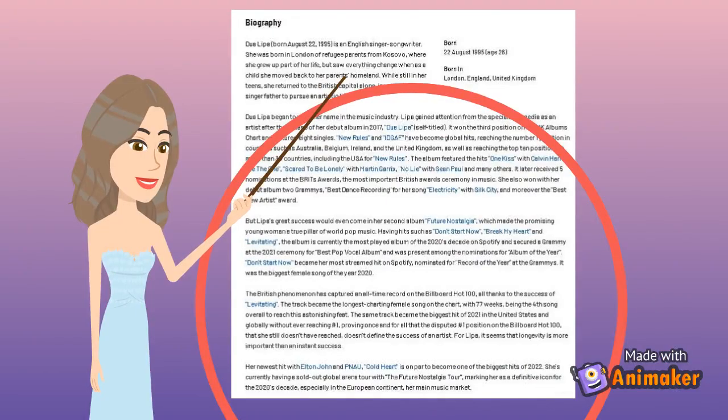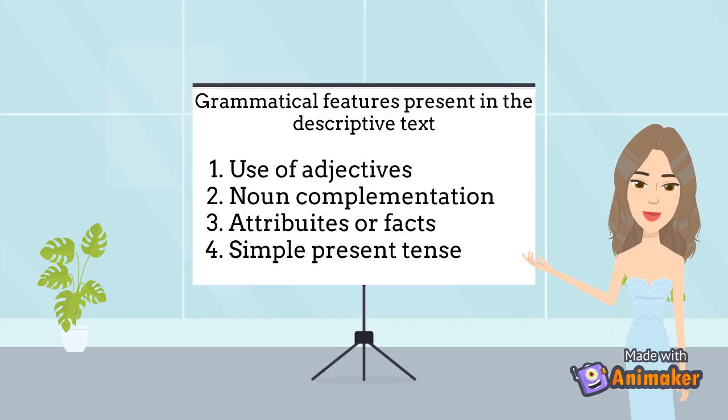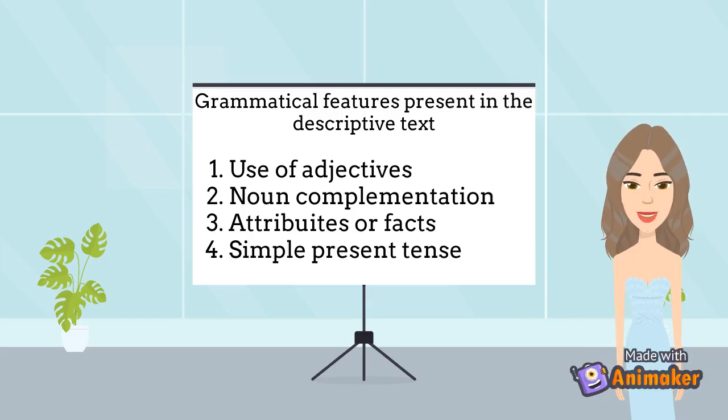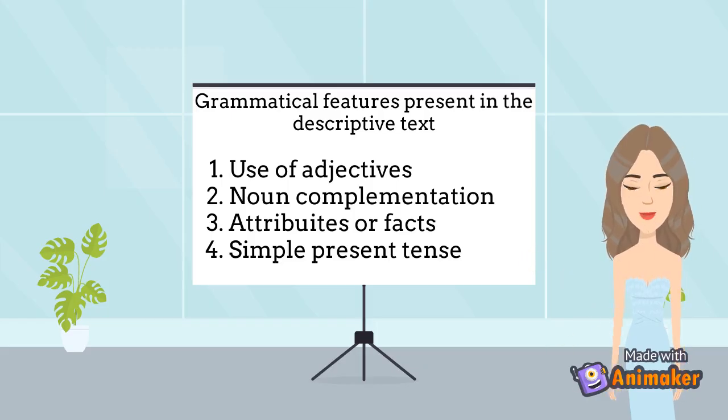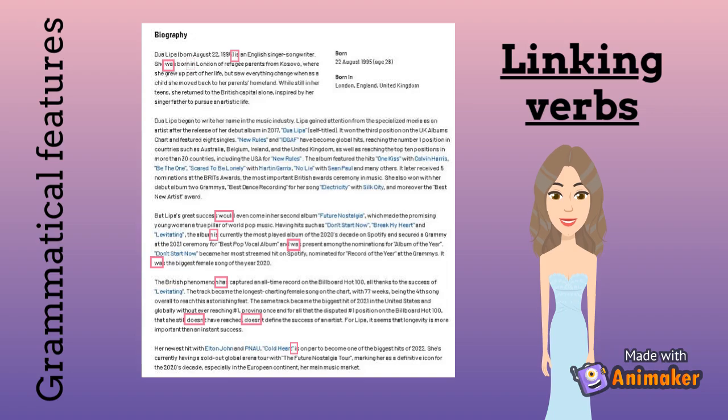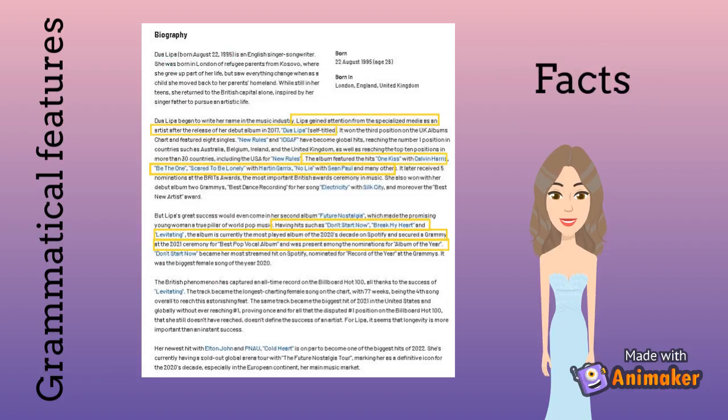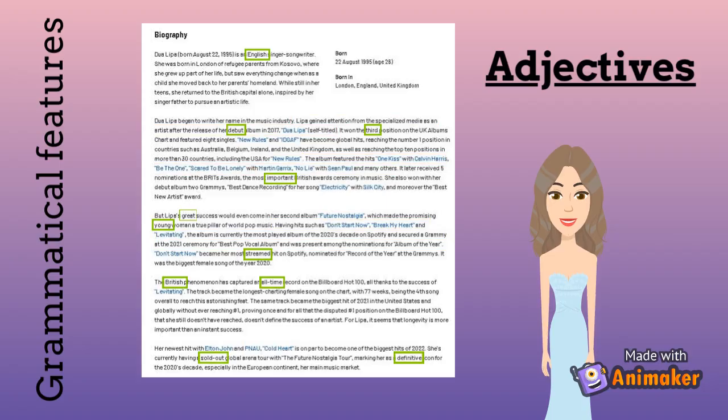Then we can read a group of paragraphs that provides more information about the subject of the text. Most of these paragraphs have a topic sentence that gives us an anticipation of what the paragraph will be about. Then, in order to analyze the text, we have to identify some grammatical features present in it. For example, in the case of descriptive text, the grammatical features are use of adjectives, non-complementation, attributes or facts, and the simple present tense. The most frequent grammatical features that appear in this text are the use of linking verbs, as we can see here, the use of facts, and finally the use of adjectives.